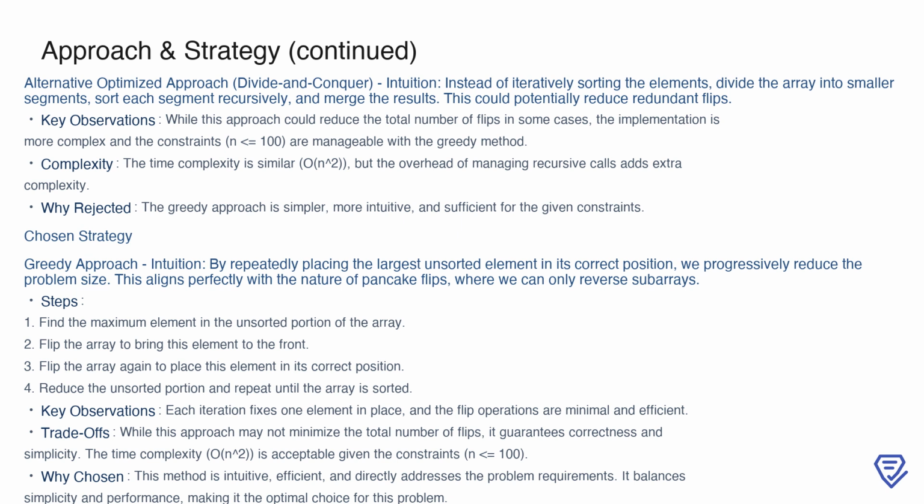Now, focusing on the chosen strategy, we selected the greedy approach because it aligns perfectly with the problem's requirements. The strategy involves repeatedly finding the maximum element in the unsorted portion of the array, flipping the array to bring this element to the front, and then flipping again to place it in its correct position. By reducing the unsorted portion of the array and repeating these steps, we achieve a sorted array efficiently. Each iteration fixes one element, and the number of flip operations is minimal.